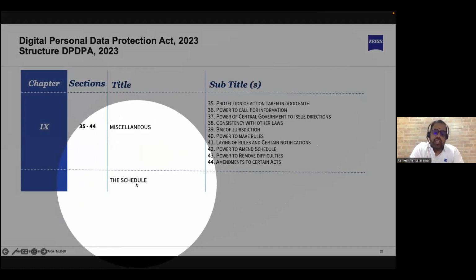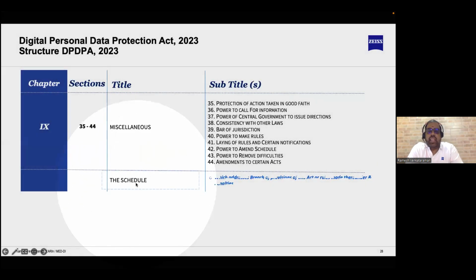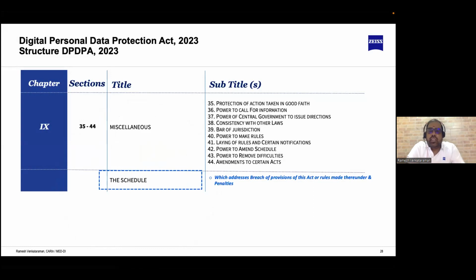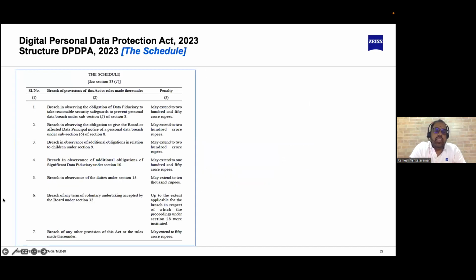What is quite interesting is that schedule, which addresses the breach of provisions. In my understanding, it's like a HIPAA penalty, a multi-layered penalty. At least in GDPR, we had only 4% or 2%, 20 million, etc. Simple, right? Here it is different, and this schedule is beautifully talking about this. I will cover it when I'm talking about penalty.